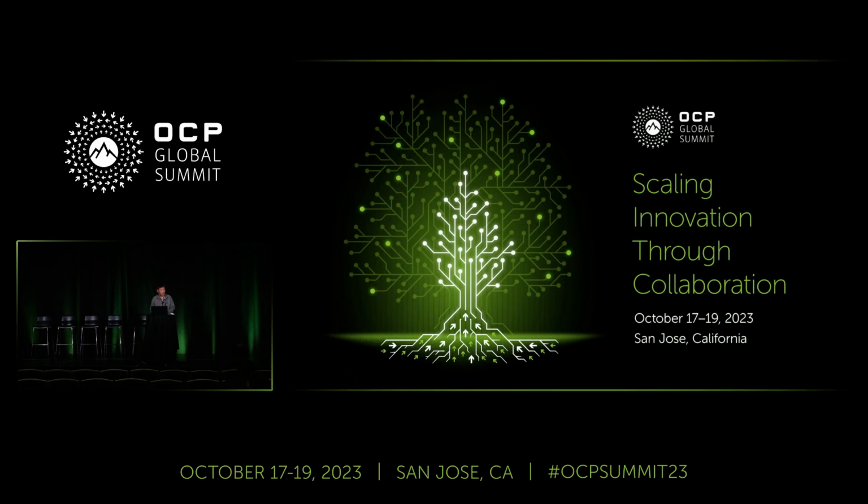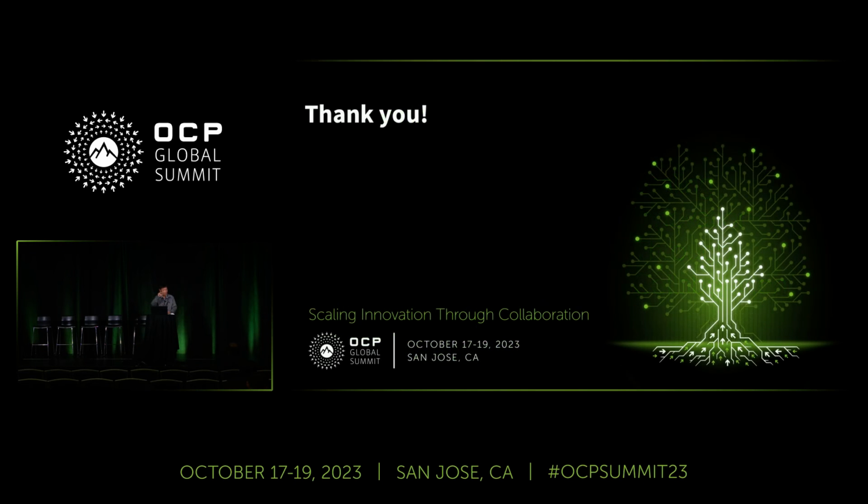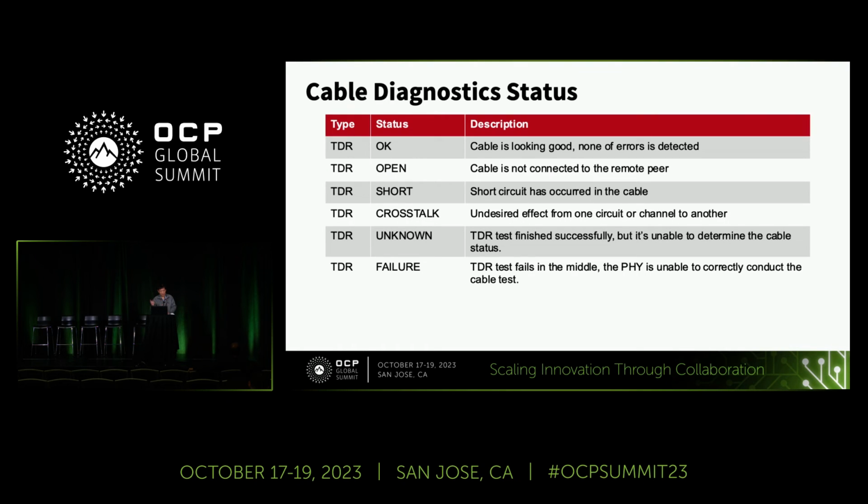Quick question first. What's the difference between short and crosstalk? Short means you have just one line, one pair of wires, and the line itself is short circuit. And crosstalk is when you have two different pairs that should be isolated from each other, but somehow the signal gets crossed from one pair of wires to the other pair. They are not shorted, but they have signal crossing.